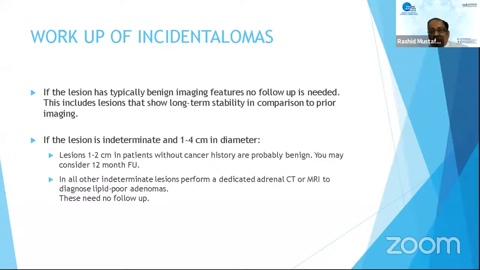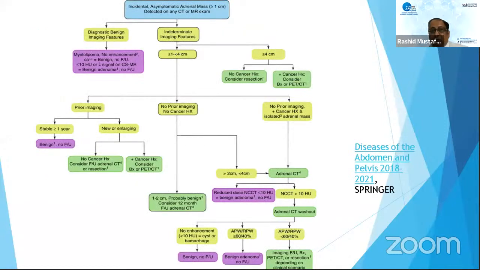Lesions 1 to 2 centimeters in patients without cancer history are probably benign, and we consider a 12 months follow-up. In other indeterminate lesions, performing a dedicated adrenal CT or MRI to diagnose lipid poor adenomas is needed. If we diagnose lipid poor adenomas, there is no need to follow up.